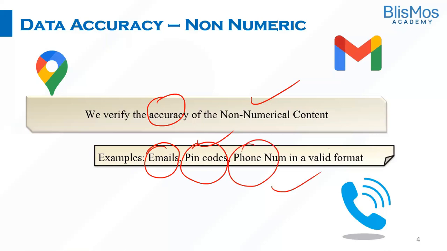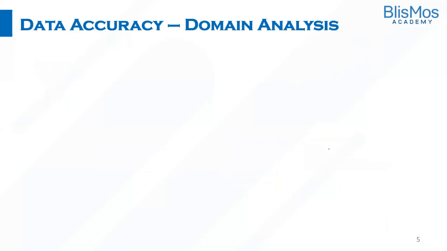You may be wondering, hey, phone number is a numeric value, right? Yes, it is a numeric value, but would adding different phone numbers help us? That is where we consider it a non-numeric value. We need to ensure whether the phone number is in a valid format or not, according to the country code, whether it is 10 digits or less than that. All those aspects need to be taken care of as a part of validation of non-numeric values from the perspective of data accuracy.